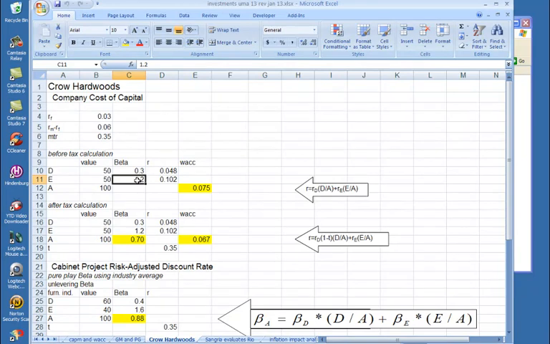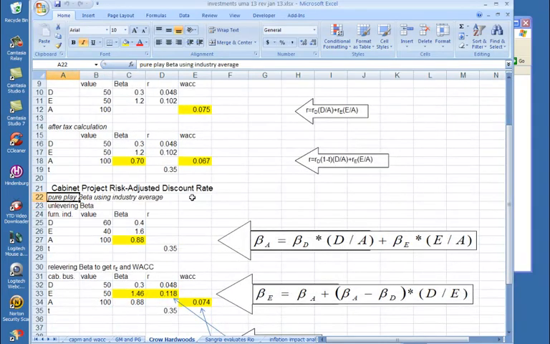This higher equity beta reflects the higher risk being borne by equity investors in the cabinet industry because the firms in that industry have higher business risk or higher financial risk or both. We start by unlevering the equity beta by applying the unlevering equation to available information on the capital structure of the cabinet industry. So here is the unlevering equation, and here is the capital structure of the cabinet making industry. Note that on average the cabinet industry firms have more debt than Crow. In general, this means that they have more financial risk.